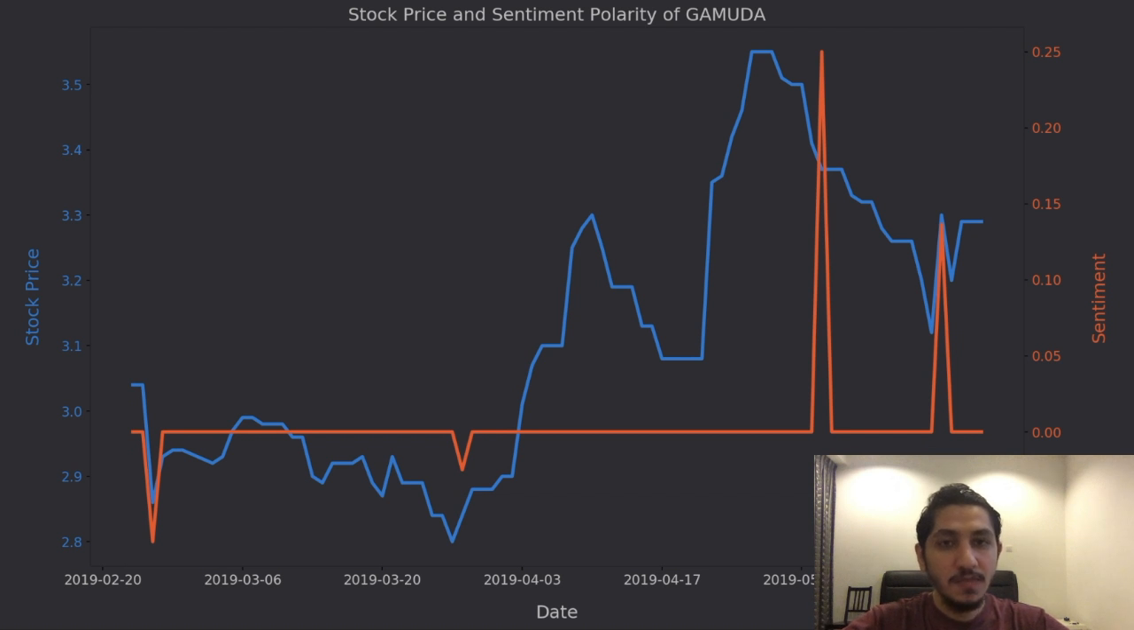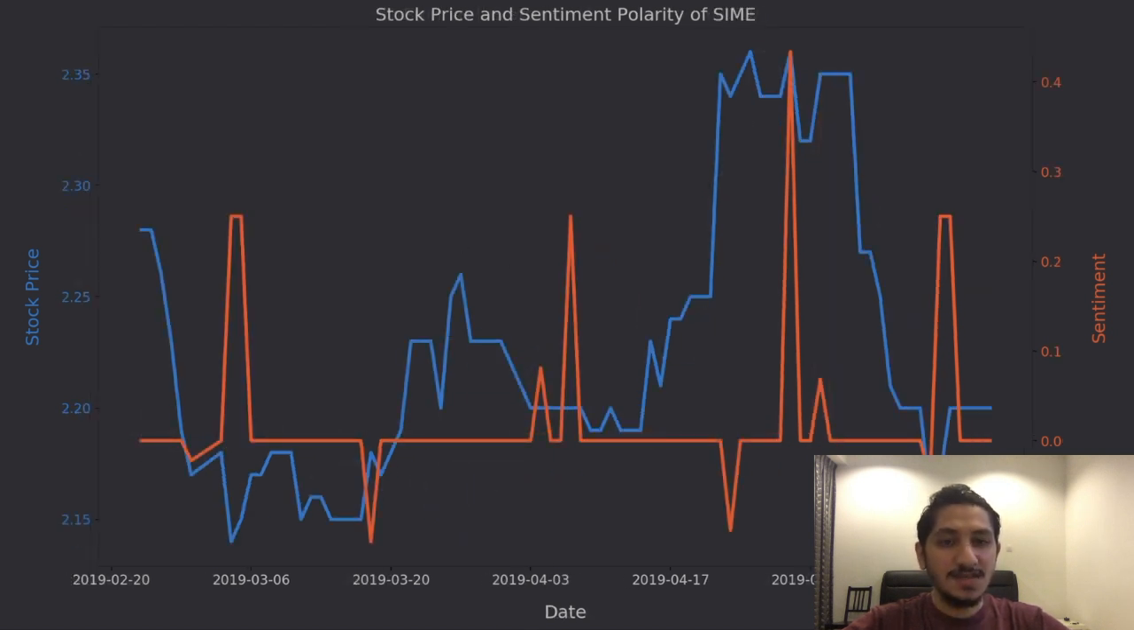Here we show another example of Gamuda company. We see also that there is a relationship. Here they drop. Here we see spikes in sentiment and price. Here also spikes. But if we look at this example, we see that the situation is different. For example, here we see a spike in sentiment but a drop in stock price. Here we see a spike in sentiment but nothing in stock price. Here we see that we have a spike in both of them, and here a spike in sentiment and a drop in stock price.